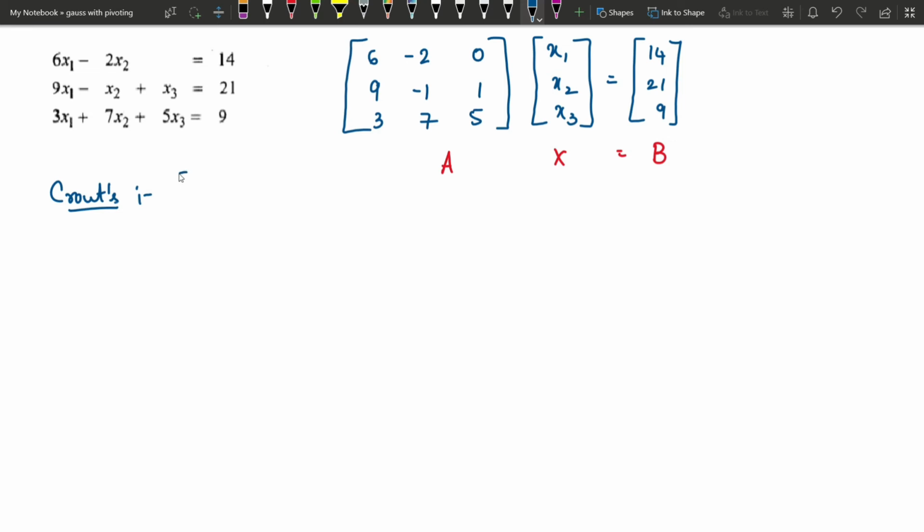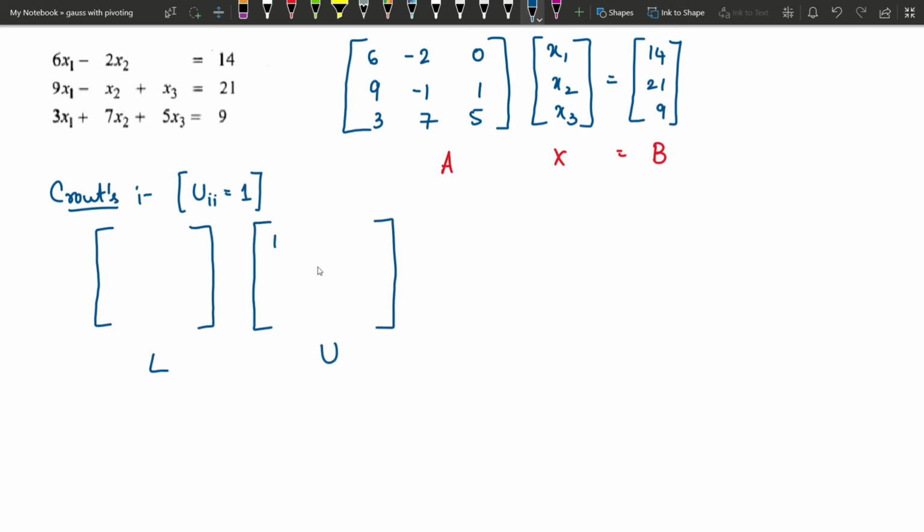Now we have to write our decomposition step. Now in this procedure, let me use Crout's decomposition. As per Crout's decomposition, the diagonal elements of the upper triangular matrix will be equal to 1. So I will write two matrices L and U. I will take the diagonal elements of matrix U as 1, and since it is an upper triangular matrix, these elements are 0, and this is U11, which is 1 already, U12, U13, and here we have U21, U22 and this is U23. Okay, this is the upper triangular matrix.